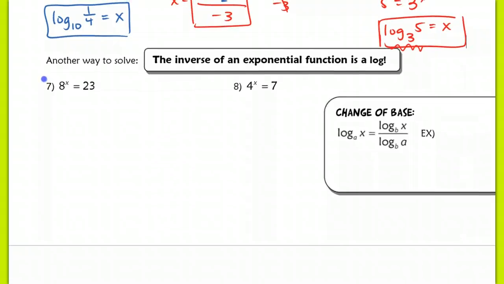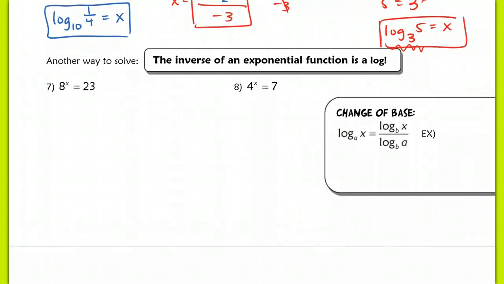All right, now, as promised, the other way to solve, which some of you might like even more, is to use the idea that the inverse of an exponential function is just a log. So just like, if I were trying to solve for x here, I would divide by 3 because it's the inverse operation of 3 times x. So you're undoing the operation.